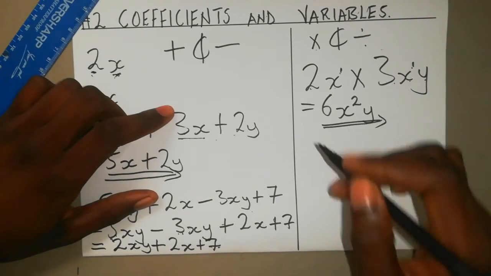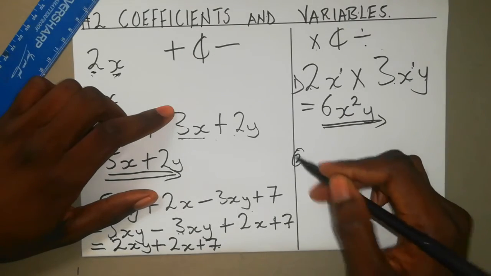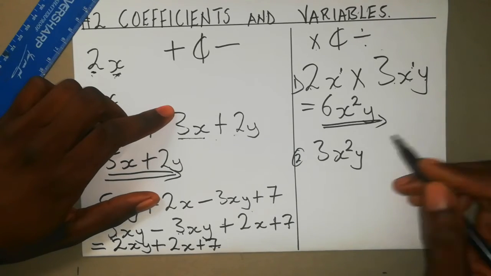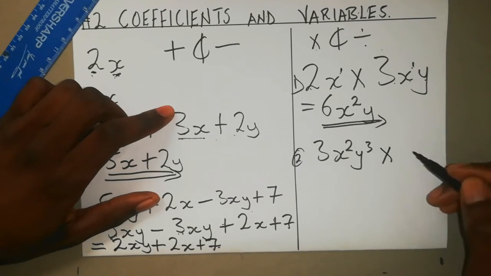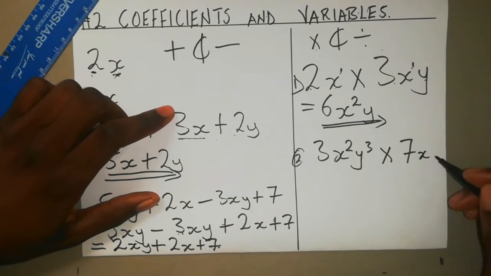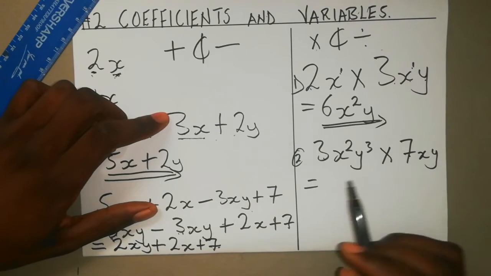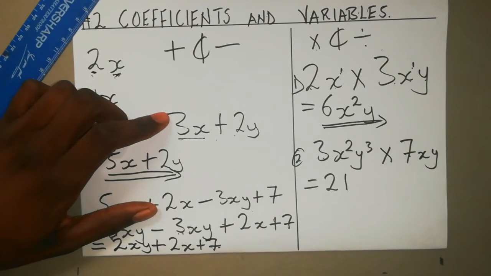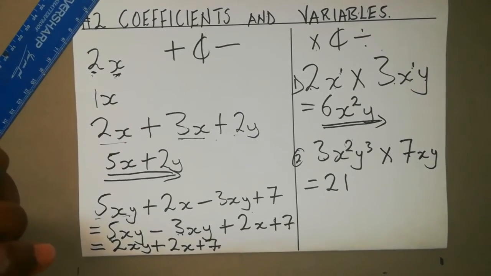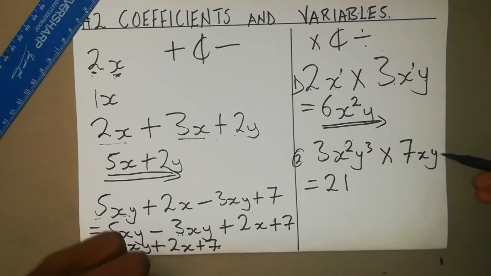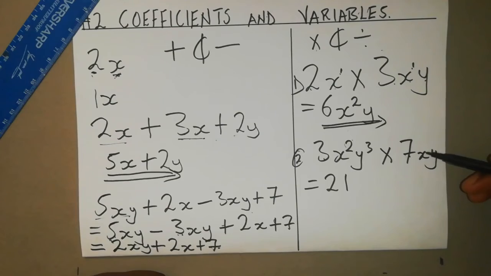Then the second example, number 2, we've got 3x squared y cubed times 7xy. Fine. So it's equal to 3 times 7, we're going to have 21. Then this is x squared times this x. As I said, guys, it's not necessary for us to put down this one, but you just have to bear in mind that we've got a 1 there.